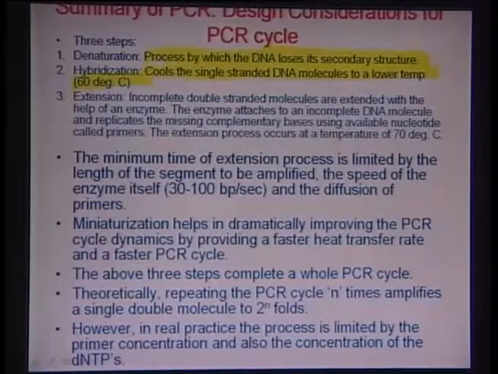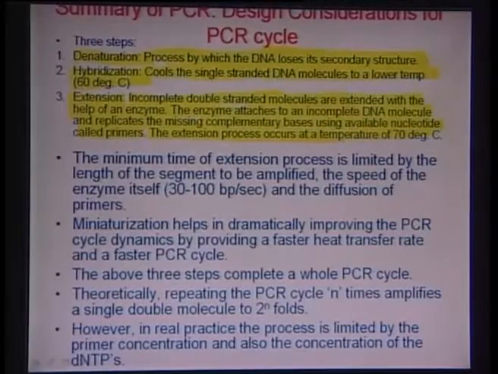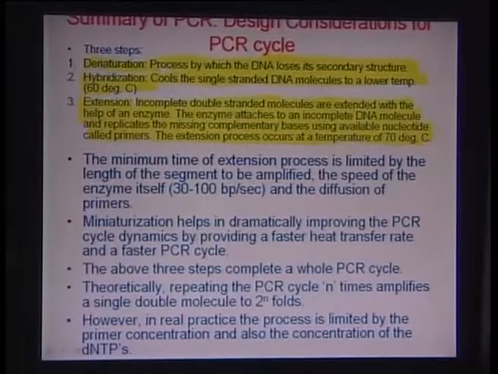And extension is essentially when the incomplete double stranded molecules are extended with the help of an enzyme, the Taq polymerase. The enzyme attaches to the incomplete DNA molecules and replicates the missing complementary bases using available nucleotides, after the primers. And the extension process occurs at a temperature of about 70 degrees or so. So these three temperature states are very critical.